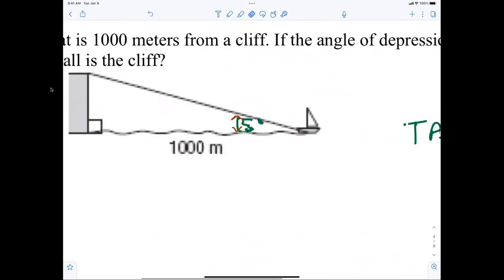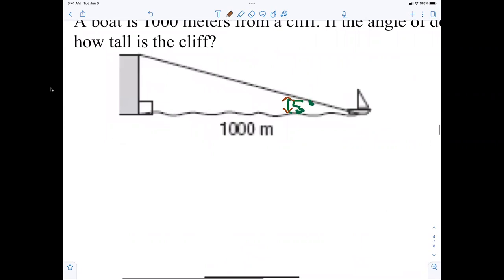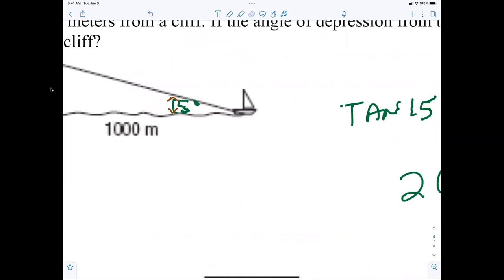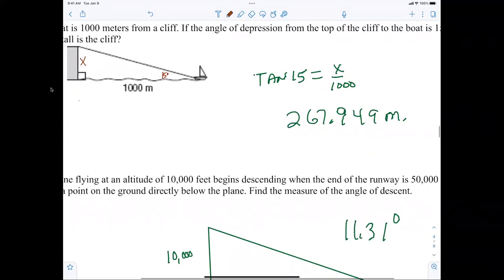So we want the height of the cliff. So I just throw down an X. Opposite, adjacent, tangent. Tangent of 5, or tangent of 15. I'm sorry, I thought that was a 5. Tangent of 15 is equal to X over 1,000.